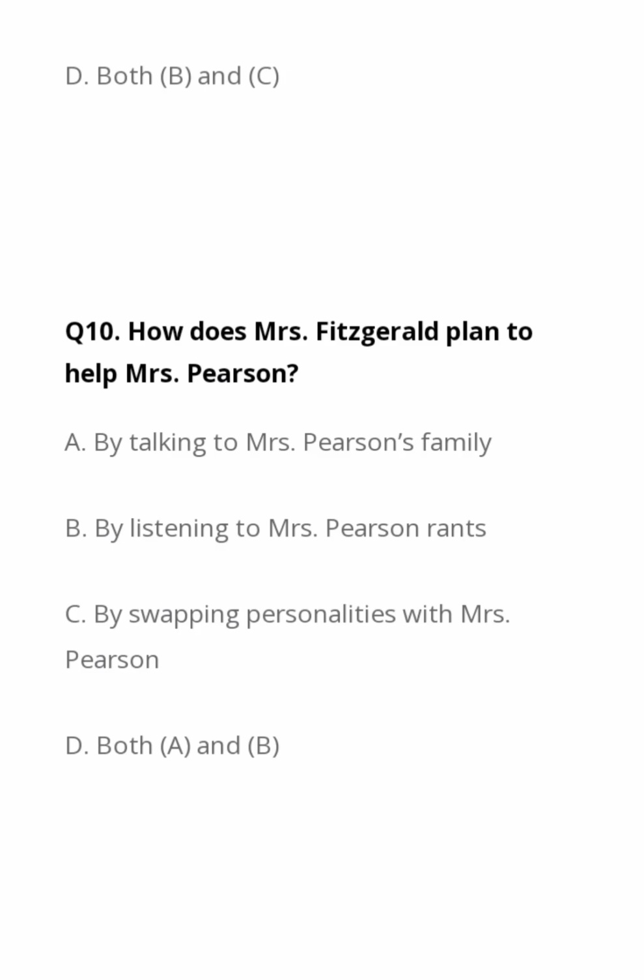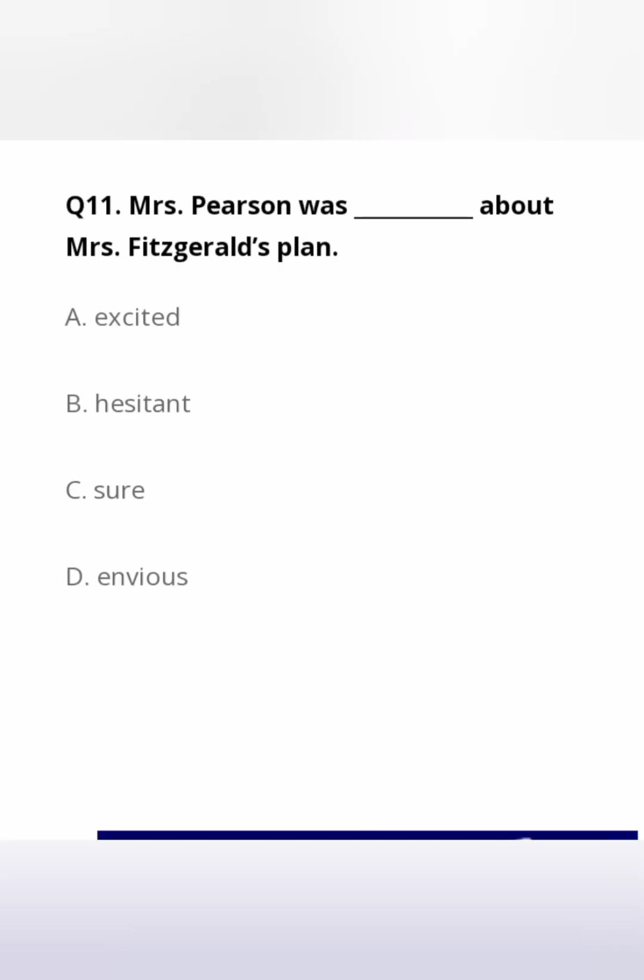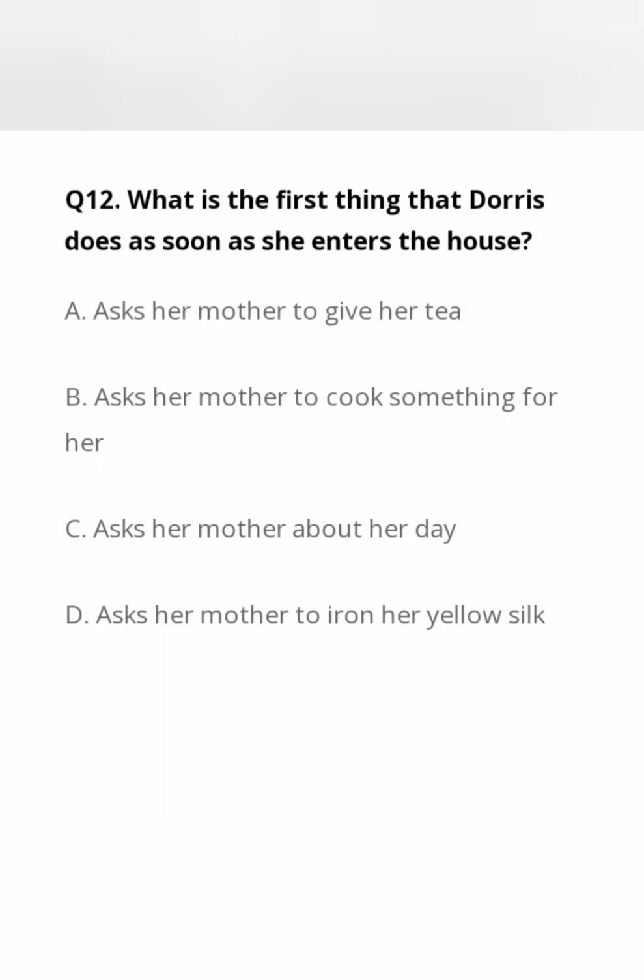And then let us see question number 11. Next question. Mrs. Pearson was dash about Mrs. Fitzgerald's plan. That is option B. Hesitant is the correct option. Okay. Then question number 12. What is the first thing that Doris does as soon as she enters the house? That is option D. Asks her mother to iron her yellow silk is the correct option.